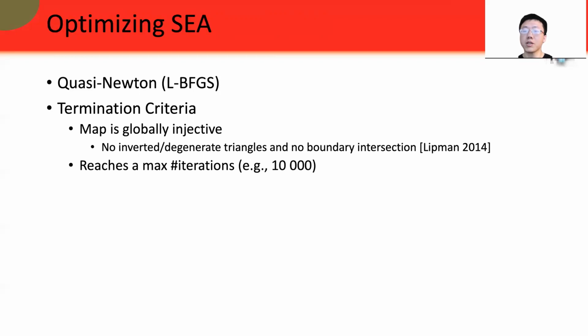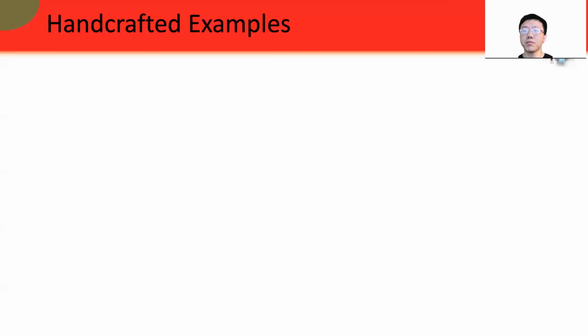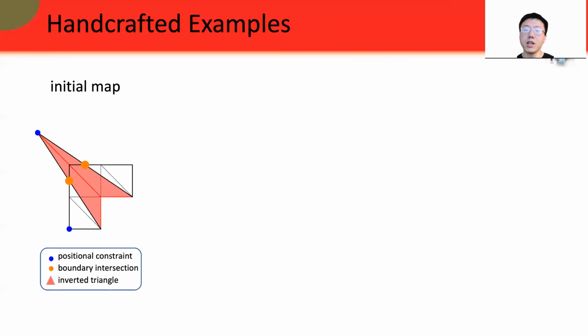Next, I will show some results of our method. We start with a simple handcrafted example. This initial map has two positional constraints.